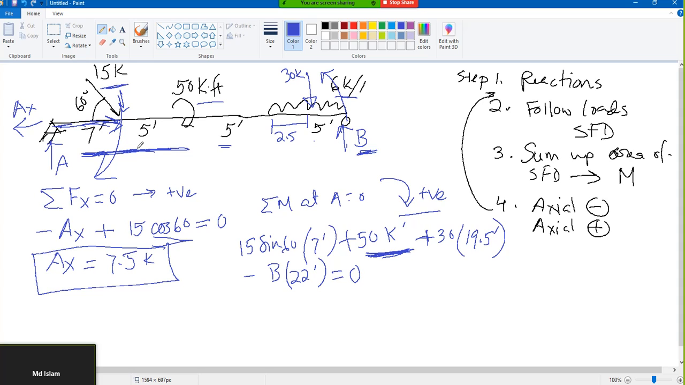50 plus 30 times 19.5. I got 33. So I got B equals 33. 32.99, so I will take 33. I got a positive number, so my direction is right. It's upward. AX was left side because it is positive.